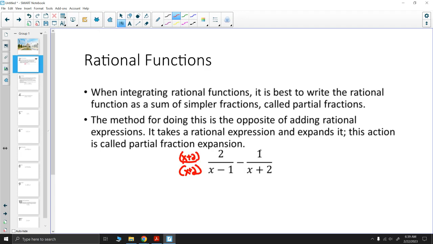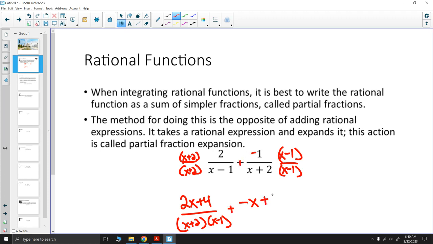So that would be an x plus 2 on this one, and this one needs an x minus 1. So we multiply 2 times x plus 2, which is 2x plus 4, over x plus 2, x minus 1. And then we have minus x, so I'm going to say plus and put the negative here: negative x plus 1 over x plus 2, x minus 1. And then we have common denominators, so we can combine them. So 2x minus x is going to be x, 4 plus 1 is 5, over our x plus 2, x minus 1.